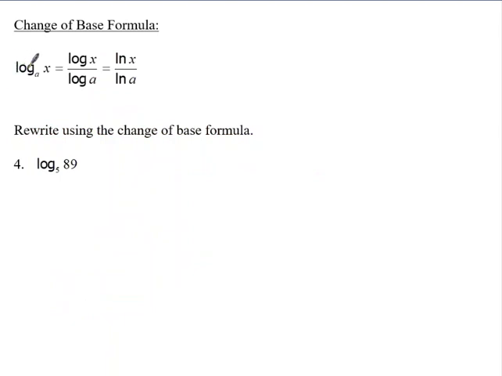So, log base A of x is equal to log of x over log of A, which is also equal to natural log of x over natural log of A. So you can take a log with any base and rewrite it using common log or natural log. So if we do that with our last example here, log base 5 of 89, that is the same as log of 89 over log of 5, or natural log of 89 over natural log of 5.